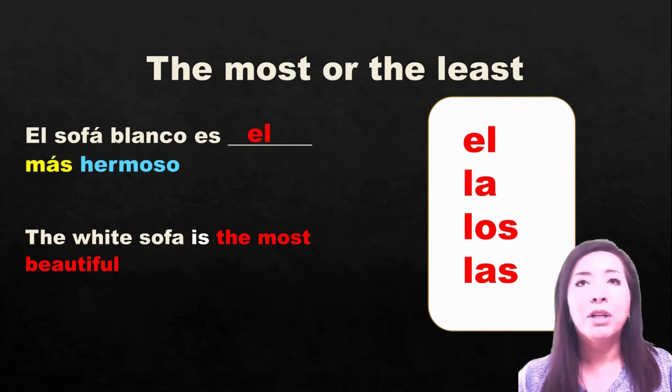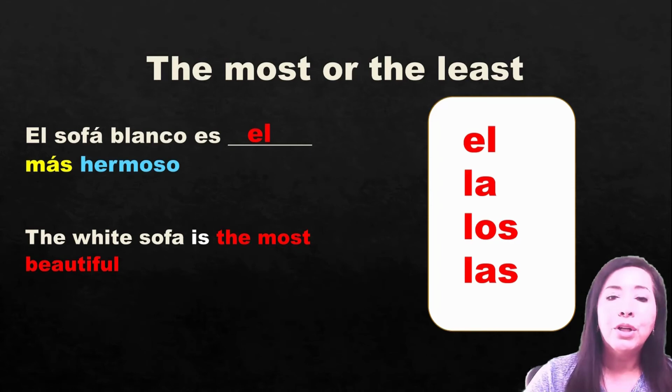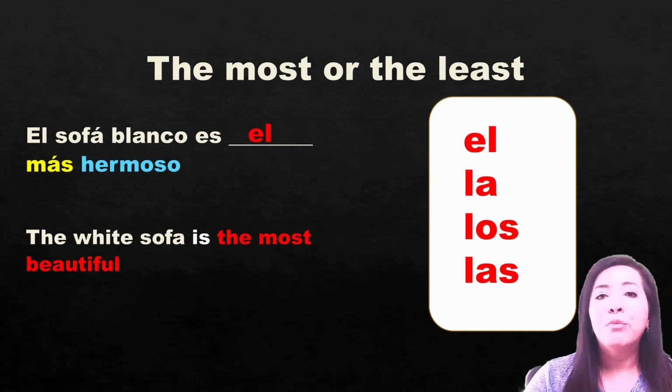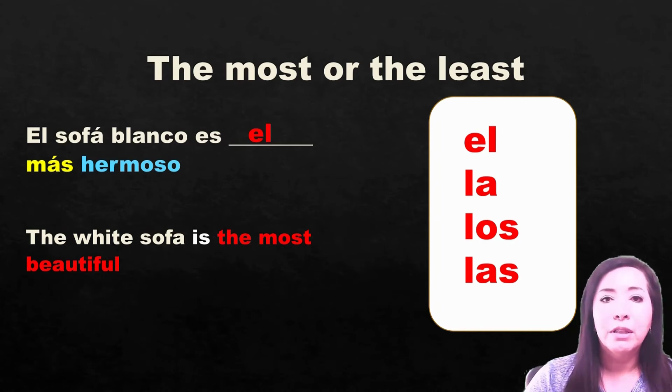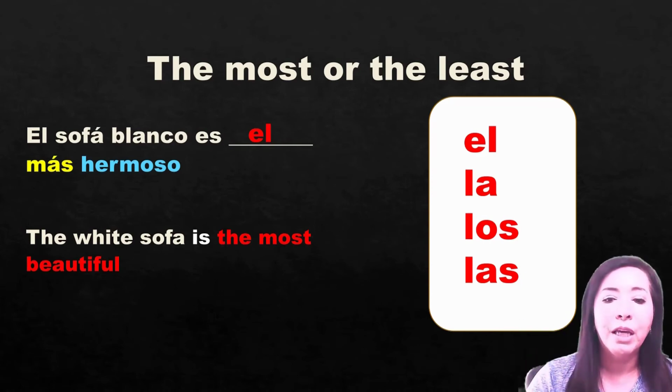All right, what about if I wanted to say that, let's say that I'm in the furniture store and the white sofa to me is the most beautiful of all of the sofas. How would I do that? That's called the superlative. When you're comparing something that is the most, the best, the maximum, okay? So if you're gonna do that, you just need the word más or menos, okay?